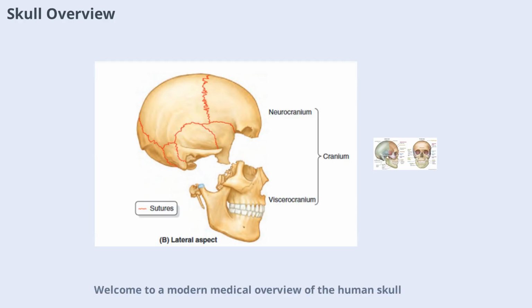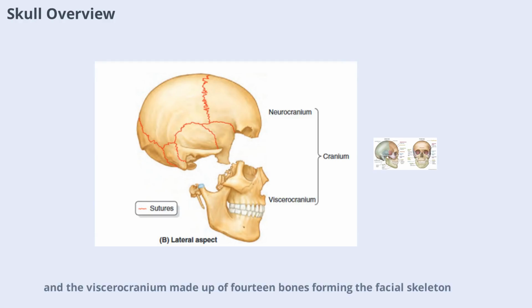Welcome to a modern medical overview of the human skull. The skull is a remarkable structure, serving as the bony armor for our brain and the foundation for our facial features. It's divided into two main regions: the neurocranium, which consists of 8 bones that encase and protect the brain, and the viscerocranium, made up of 14 bones forming the facial skeleton.